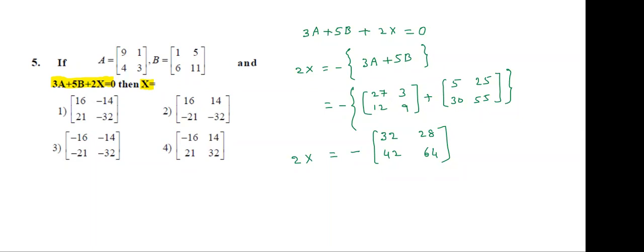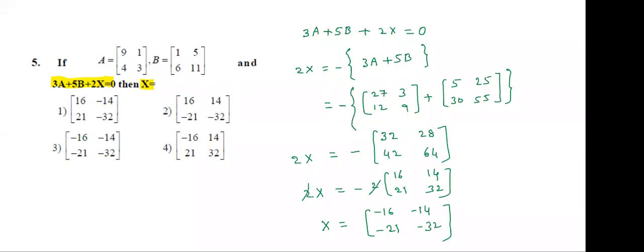Then on the right hand side, in the matrix, take 2 common from each and every element. 2 16s are, 2 14s are, 2 21s are, 2 32s. This is the 2X value, but we need only X, so the 2 cancels. X is equal to, multiplying with minus, each and every element: minus 16, minus 14, minus 21, minus 32. This is the answer. Which option is correct, students? Third option. This is an easy problem.